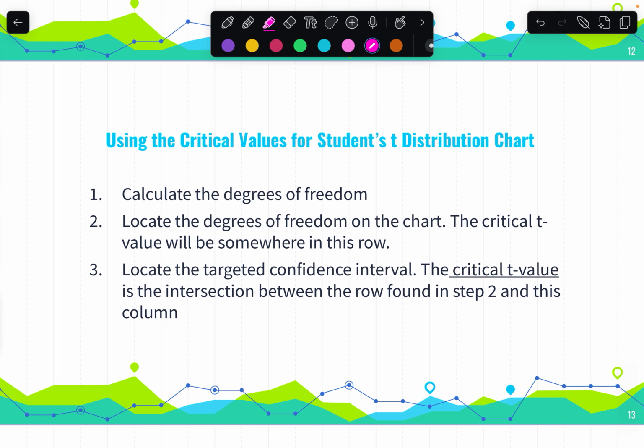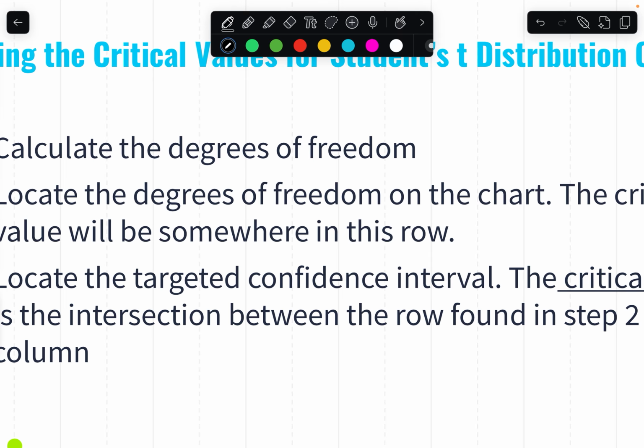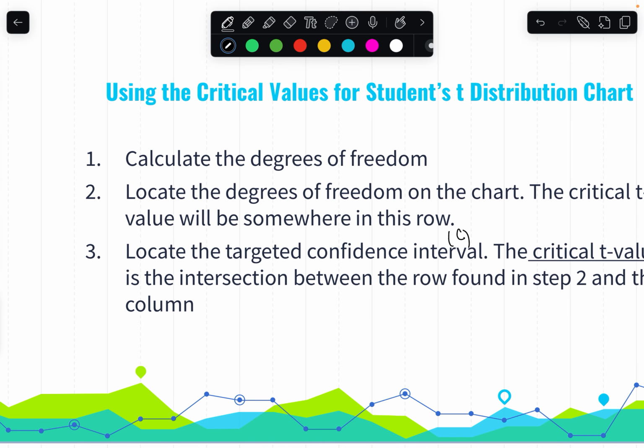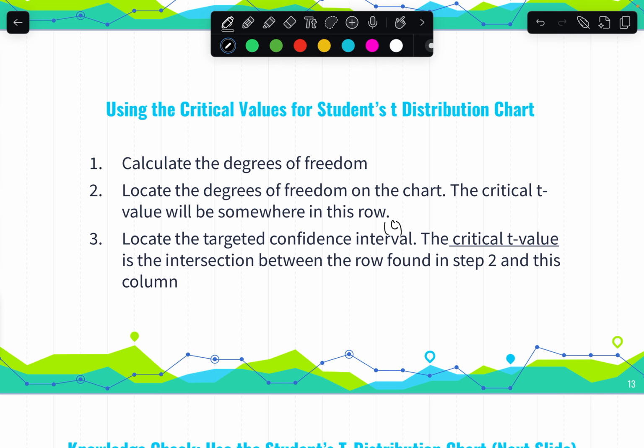Next, you want to locate the degrees of freedom on the chart, with the critical t-value being somewhere in that row, sort of like how we did with the z-chart, where we found the first 2 numbers of the z-score in that first column. We find it and correspond it with somewhere in that row. The next part is a little bit different. We're looking for the targeted confidence interval, which is our C value, our level of confidence. The critical t-value is the intersection between the row found in step 2 and this column. So it's the same kind of process: you're finding 2 specific numbers, finding where they intersect, and that's the number you're looking for, just in a different format.